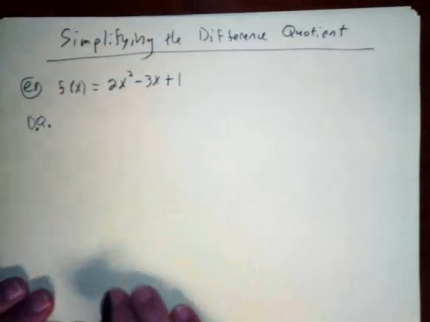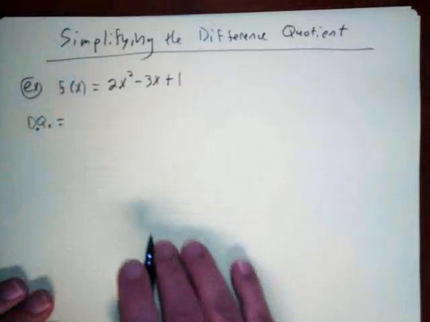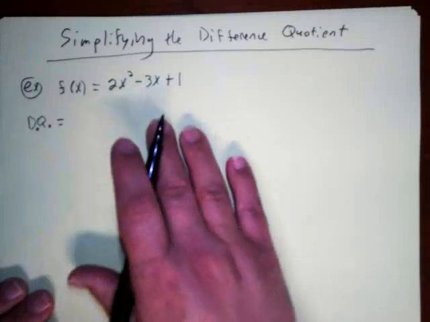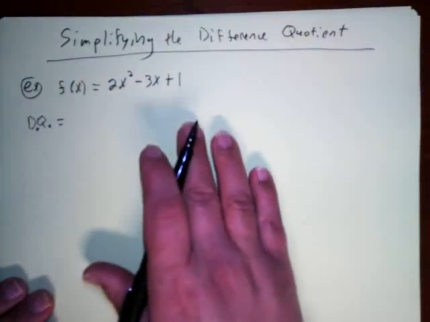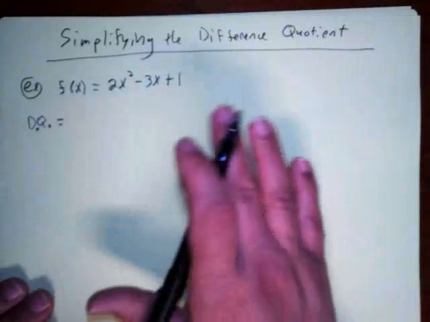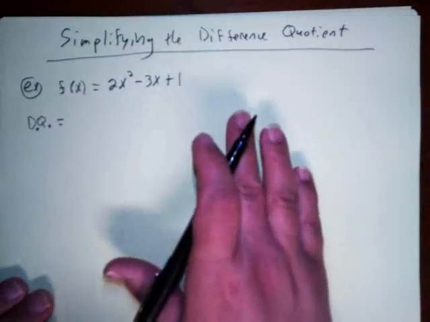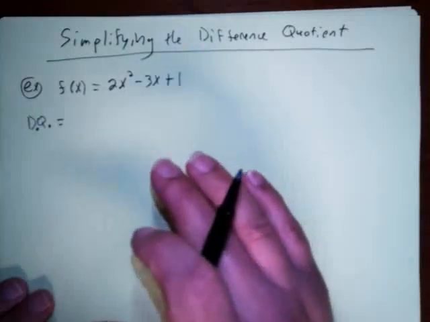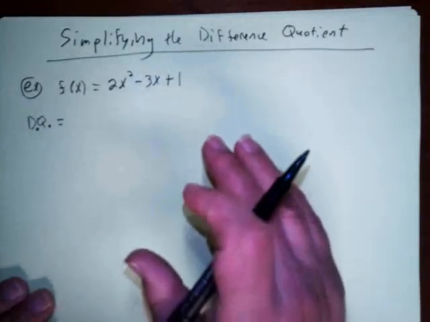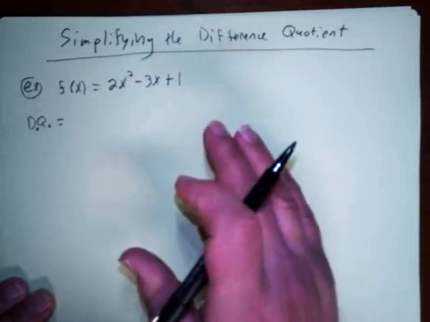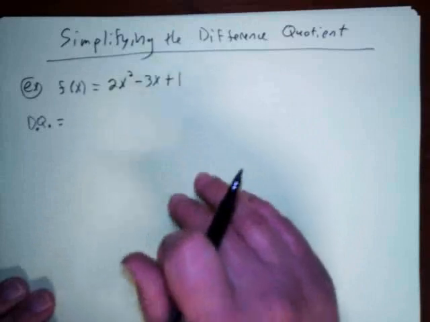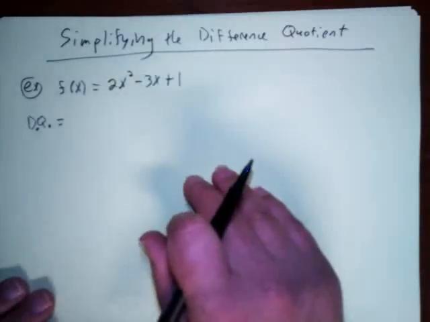So the idea for simplifying these is you want to be able to simplify it so there's no longer an h in the denominator when you're done. Well, I shouldn't say no longer an h in the denominator, but you want to simplify it so that putting 0 in for h does not give you a 0 in the denominator. Okay? And so that way you can substitute it in and find out what the value would be.